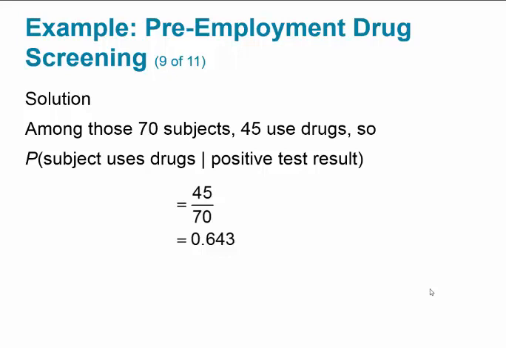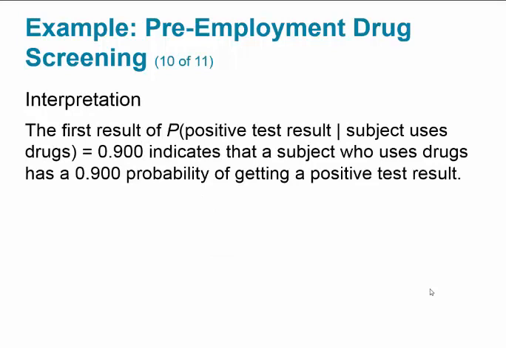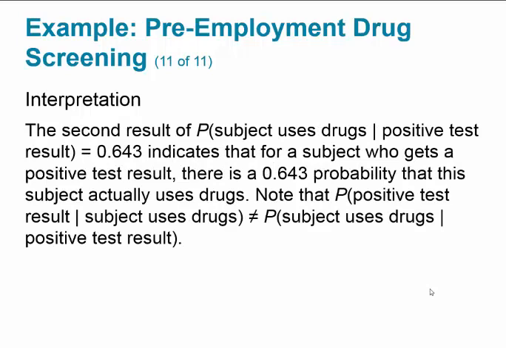about 64%. So the first result, the probability of a positive test result given the subject uses drugs, is 0.9, which indicates the subject who uses drugs has a 0.9 probability of getting a positive test result. The second result, the probability the subject uses drugs given the positive test result, is about 0.64, which indicates that for a subject who gets a positive test result, there's about a 64% chance that this subject actually uses drugs.